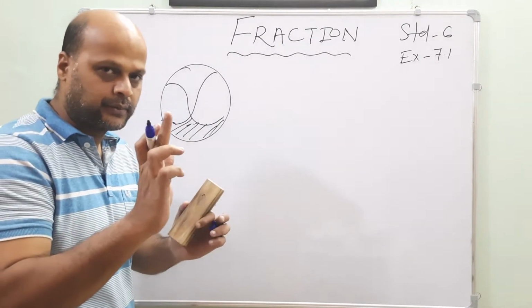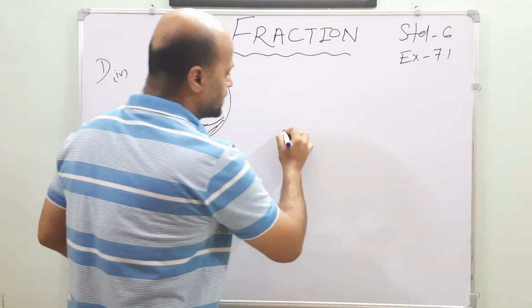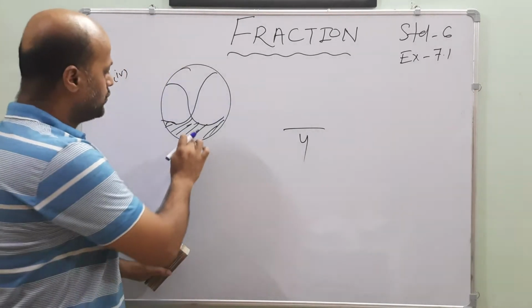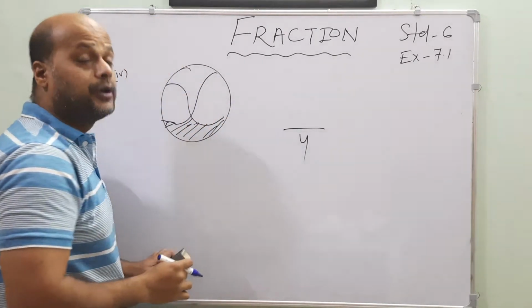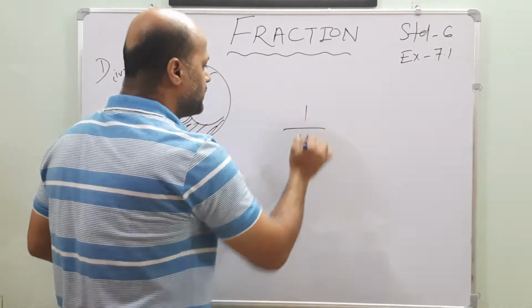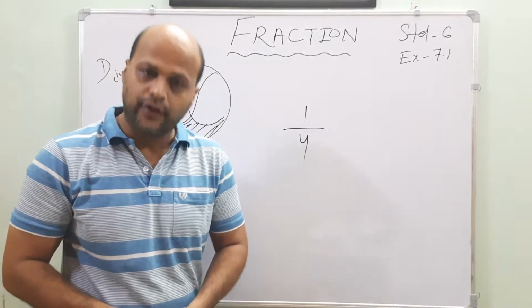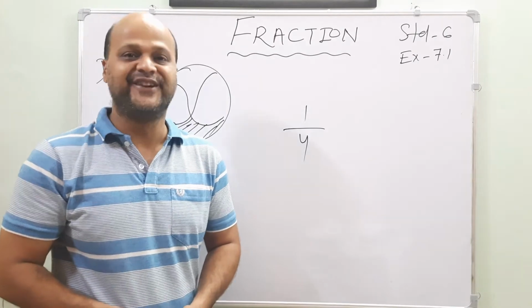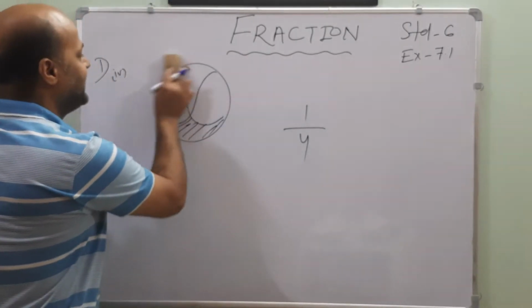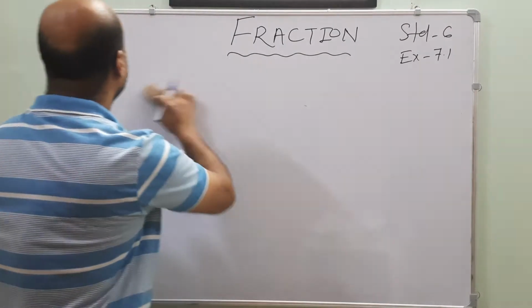Yes, first thing you have to remember is the total number of parts. Total number of parts is 4. 1, 2, 3, 4. How many parts are stated? Yes, one part only. So what is the fraction of the part stated? 1 by 4. Understood? Very good, my dear friends. Okay, let's go to the second question.